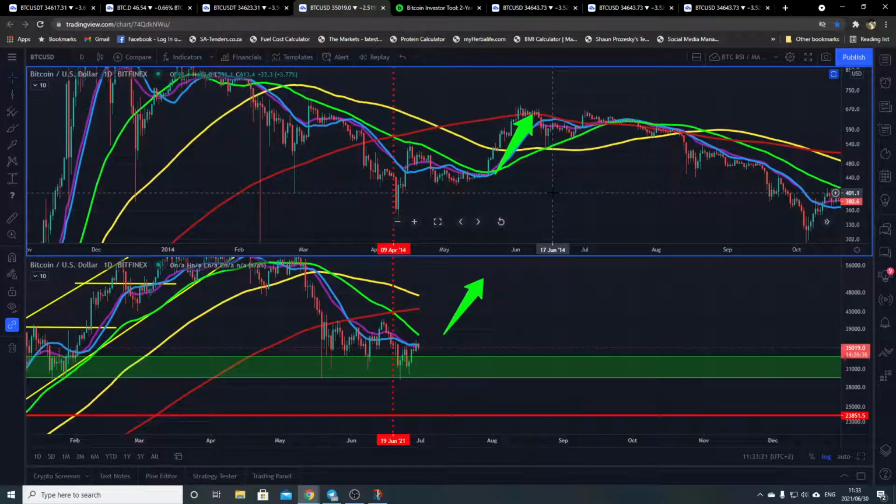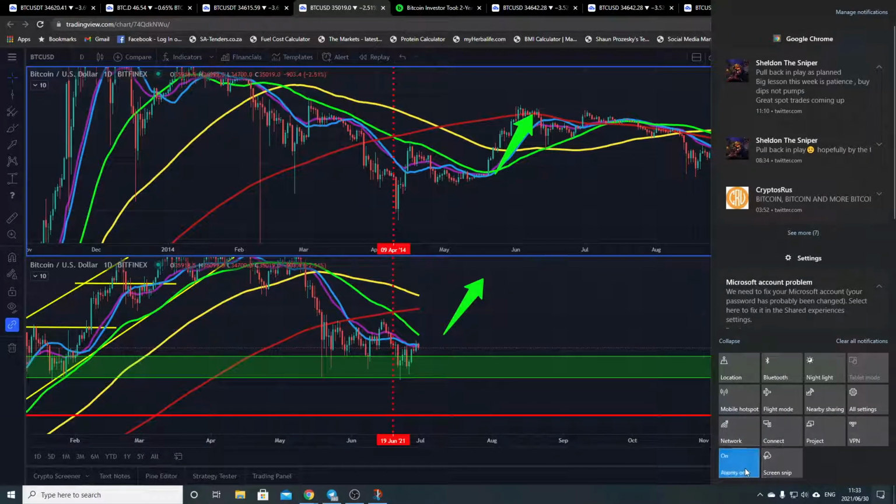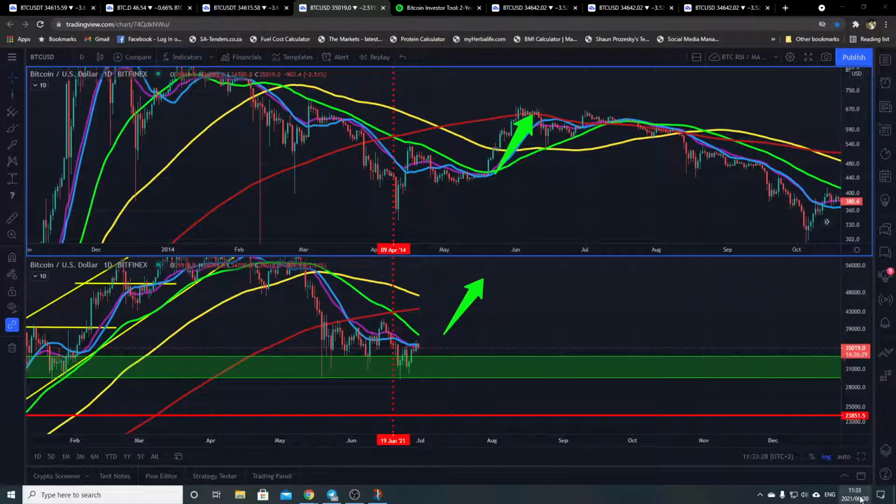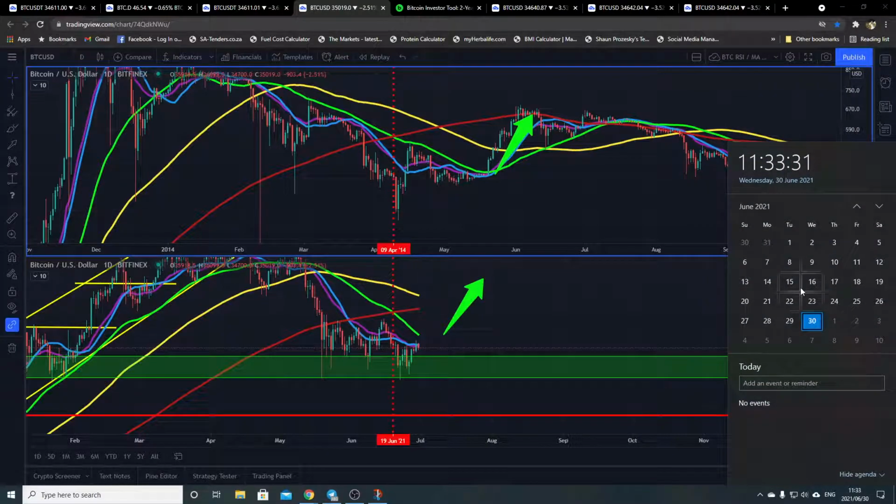Today is, what is today? Today is Wednesday. So let's have a look and see what we can look at. Today's Wednesday, so maybe by Friday we could have a breakout. But I'm just thinking on the breakout on the weekend, it's not really a good breakout, and it could break out and we could have a fake out and then the price could come down further.